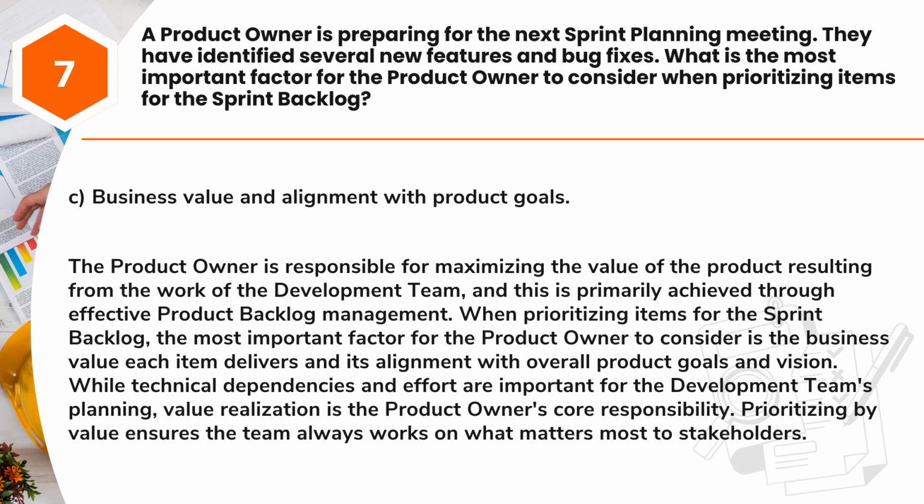When prioritizing items for the sprint backlog, the most important factor for the product owner to consider is the business value each item delivers and its alignment with overall product goals and vision. While technical dependencies and effort are important for the development team's planning, value realization is the product owner's core responsibility. Prioritizing by value ensures the team always works on what matters most to stakeholders.